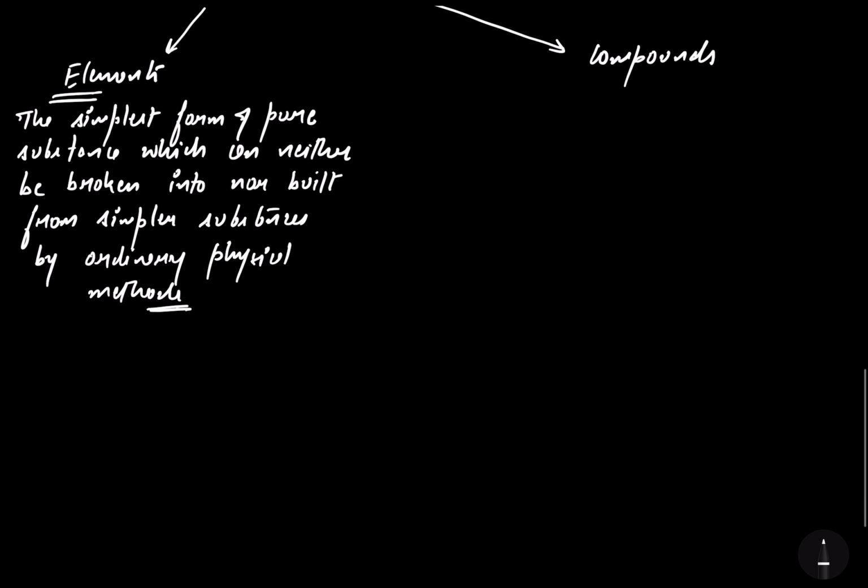Now, let's talk about the types of elements. We are having further three types of elements. The first one is metals. What are metals? These are usually solids. I'm now discussing some properties of metals.